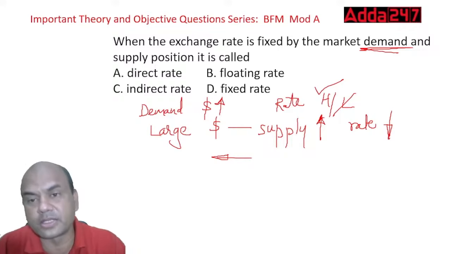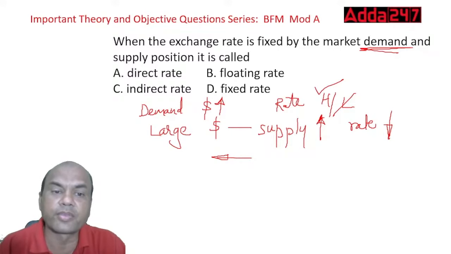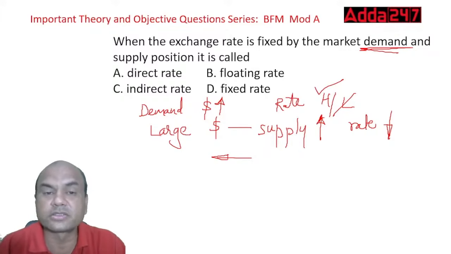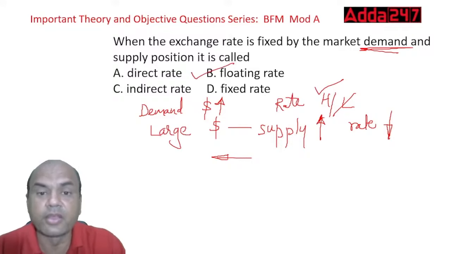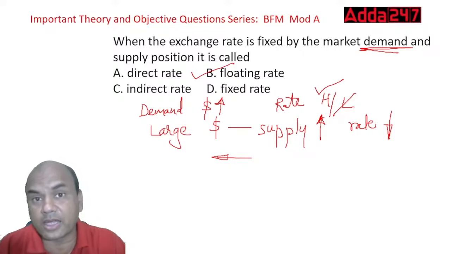Whenever the rate is decided by demand and supply position, what is it called? Direct, floating, indirect, or fixed rate? It is called a floating rate. Remember, fixed and floating are the two main rates. Direct and indirect rates are also there.